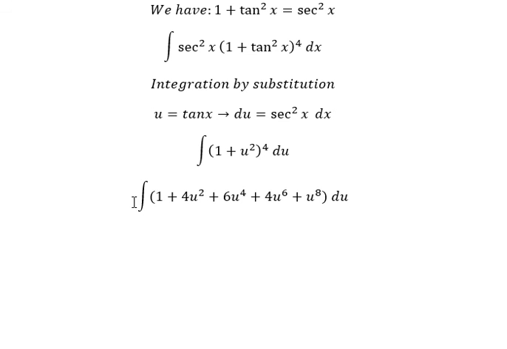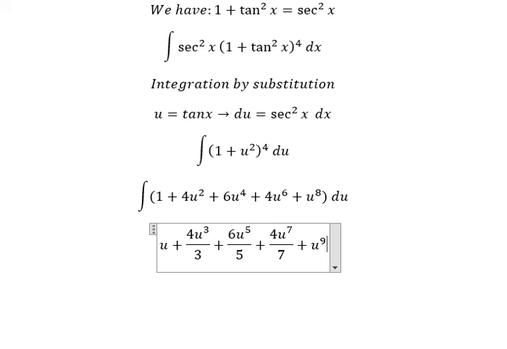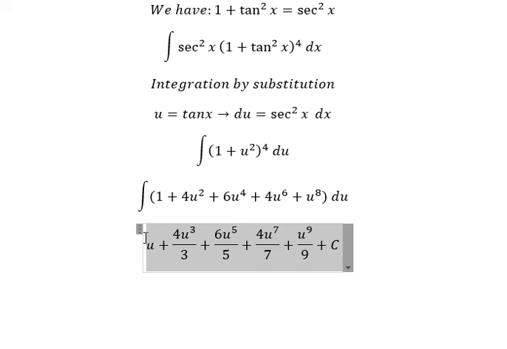Now, the integration of number 1, we have u. The integration of this one, we have u to the power of 3 over 3. The next one is u to the power of 5 over 5. For u to the power of 7 over 7. U to the power of 9 over 9. And we put c.